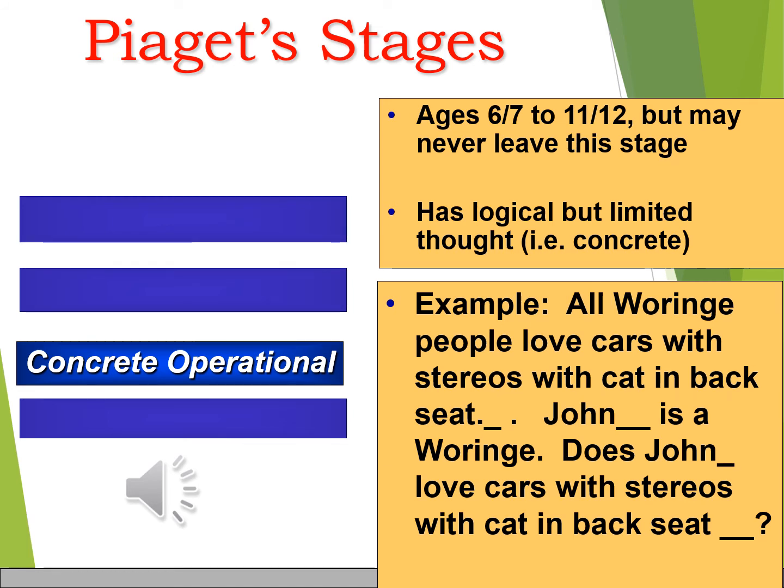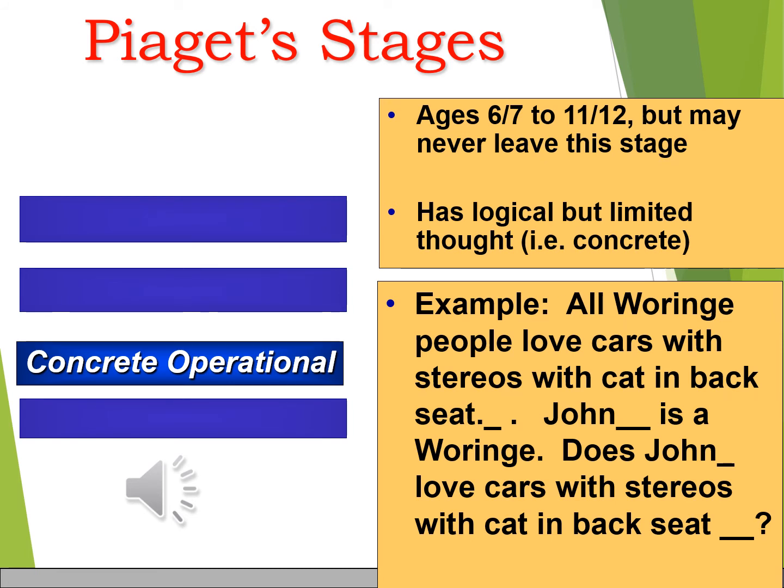Consider the illogical syllogism. I wanted to make up a name of people, so Waringi was the first made-up nonsense name that came to my mind. I'll have you help me with the blanks. All Waringi people love... What was the first thing that came into your mind? Think of something. Let's say tuna fish sandwiches. It's lunchtime now. All Waringi people love tuna fish sandwiches.